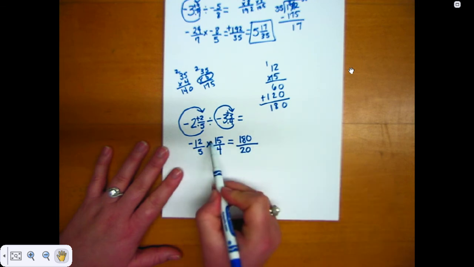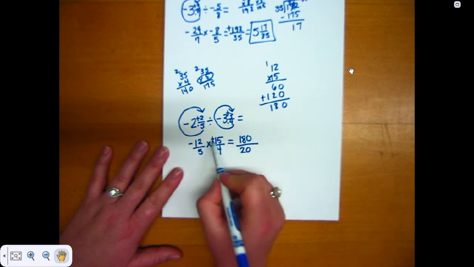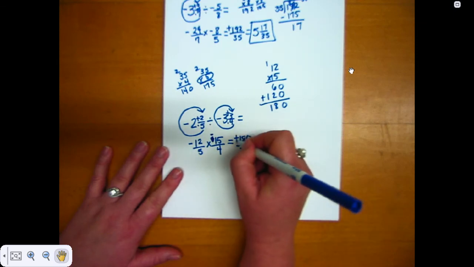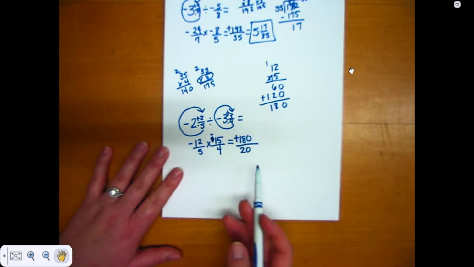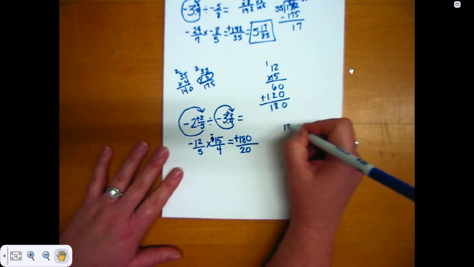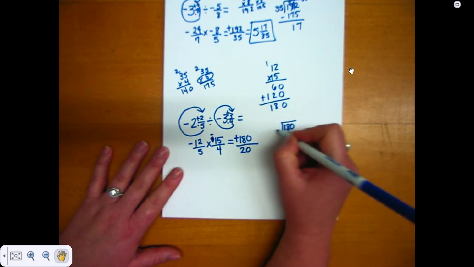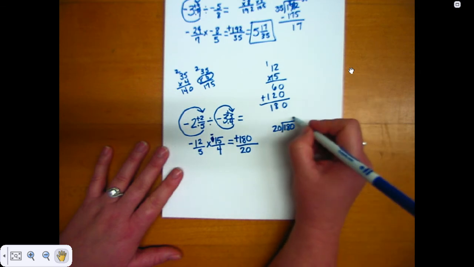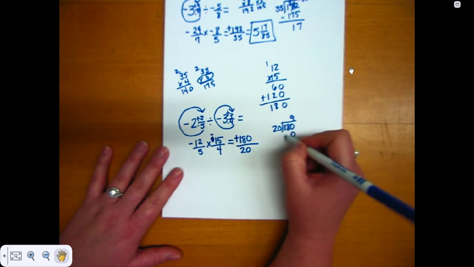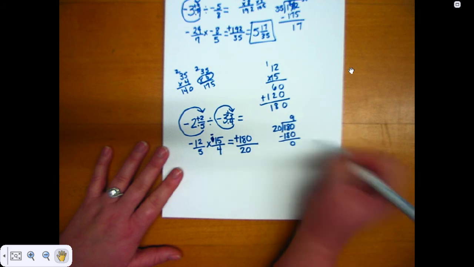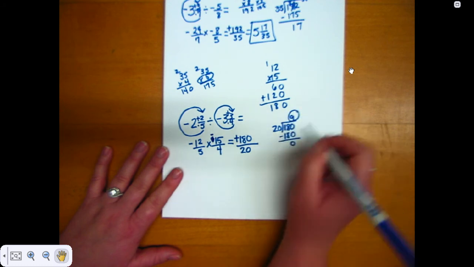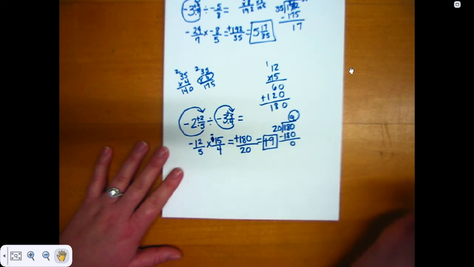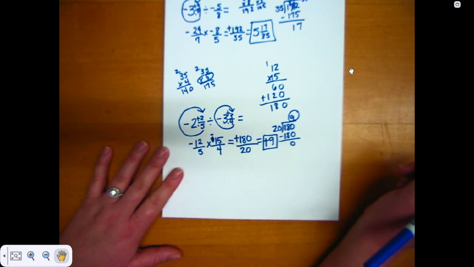Okay, I go back and I check my signs. Oh, this one's negative. A negative times a negative is a positive answer. So we can't leave it like this, so this one's going to be easy. 180 divided by 20. 20 will go into 180 9 times. And we have no remainder, so that means our answer is positive 9.